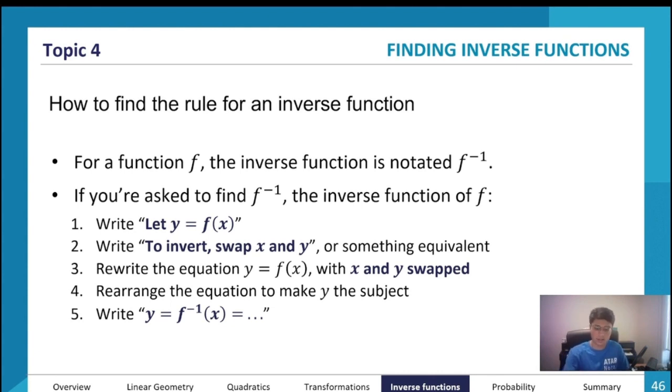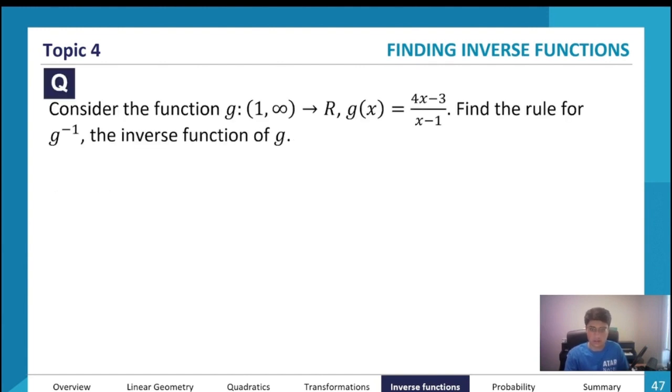So those are the steps there. But obviously, it doesn't help to see the steps. It's better to do it with an example. Let's take this function here. We have g(x) equal to (4x minus 3) over (x minus 1). We want to find the rule of g inverse.